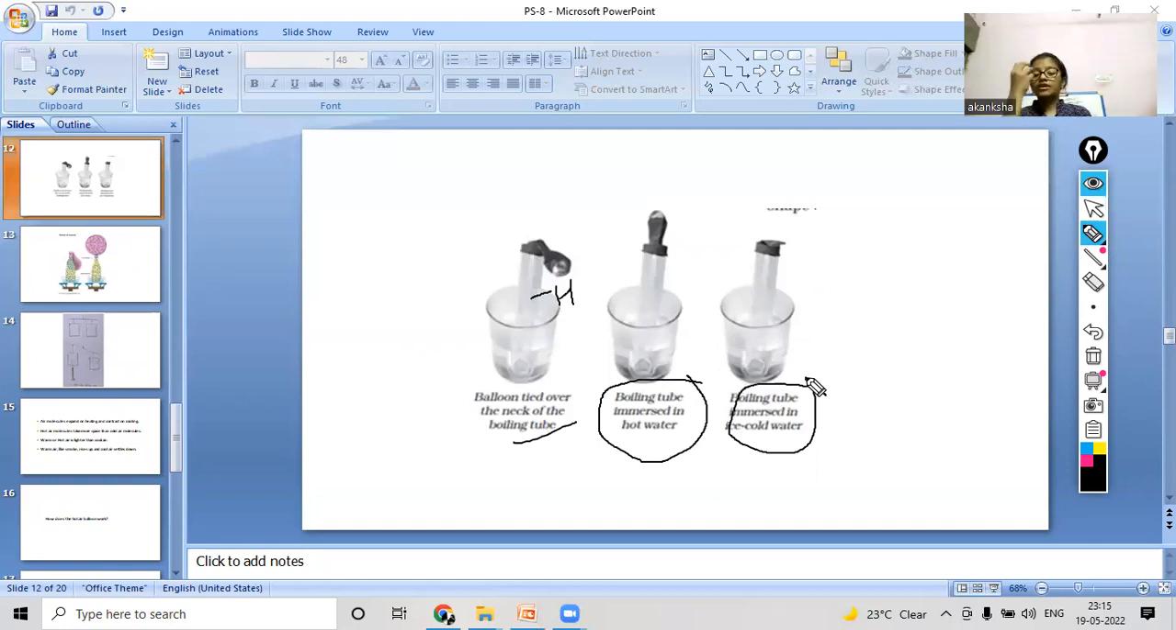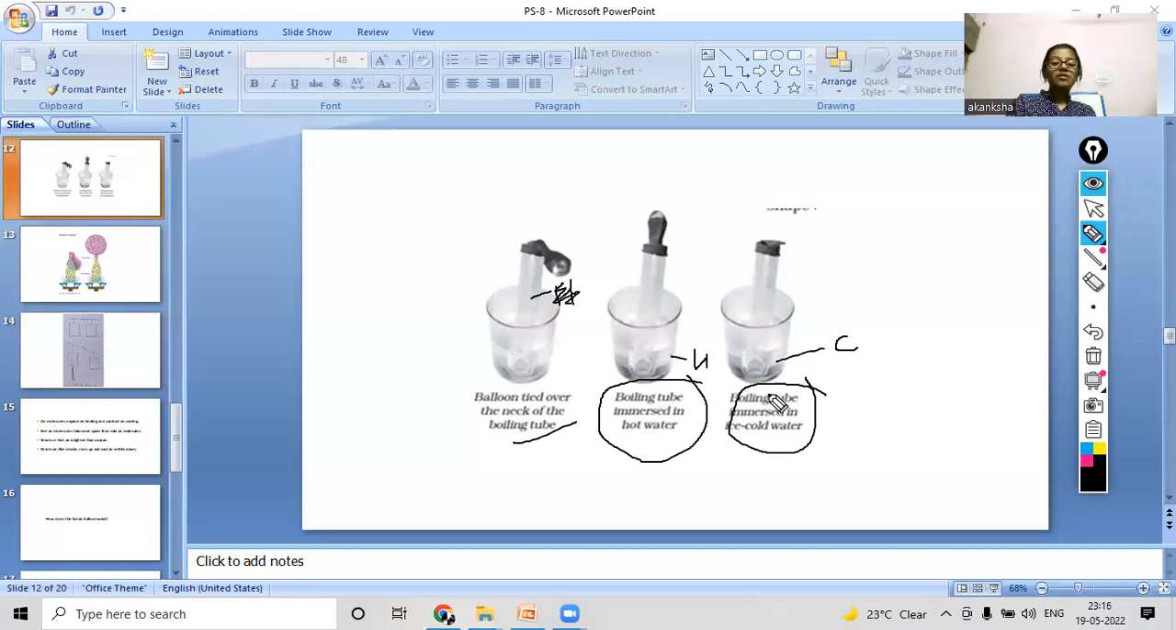First, we are immersing this. There is nothing filled in the tube. We are just changing the glass of water. First, we put hot water into the glass, and then we put cold water into the glass. Here it is cold water, and here it is hot water. And this is just the tube, right? So what will happen, according to you, to the balloons? Any guesses from your side?